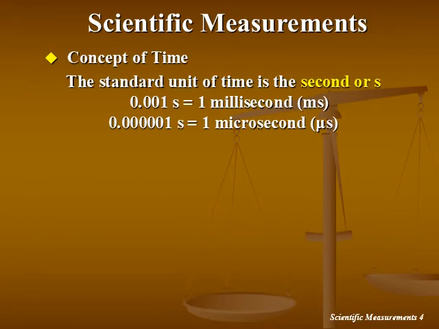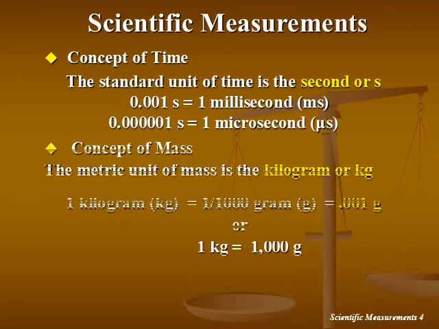The standard of time is the second, designated by the lowercase letter s. For times that are less than a second, scientists use milliseconds, and for times shorter than milliseconds, they use microseconds. The metric unit of mass is the kilogram, designated by the lowercase letters kg. There are 1000 grams in 1 kilogram. The prefix kilo is derived from the Greek word meaning 1000.